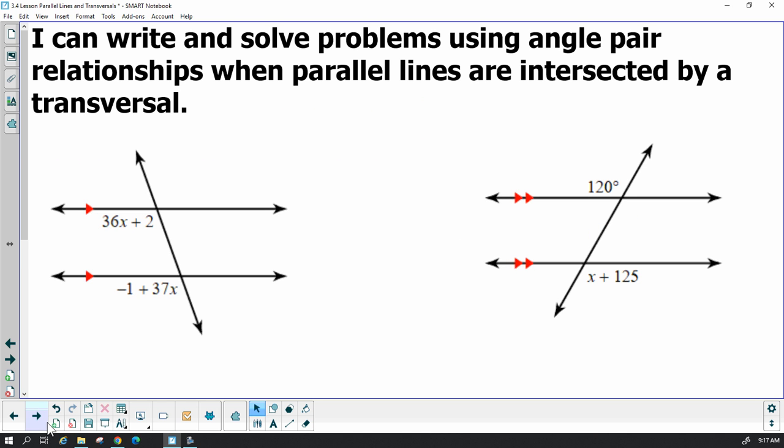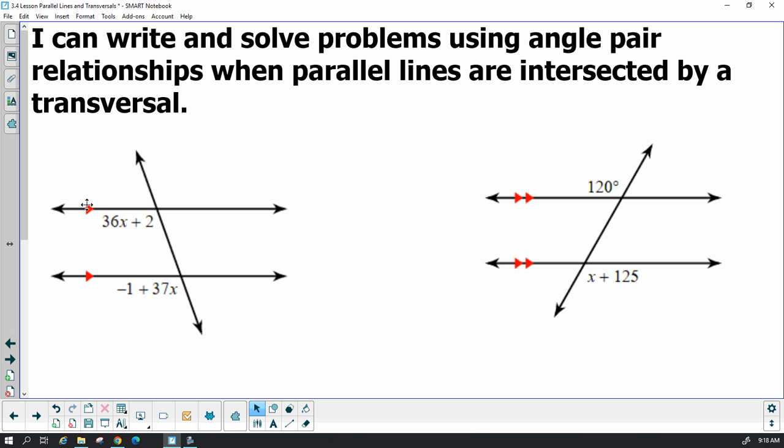So let's put this into practice a little bit. We've already in this unit identified different angle pairs and used those angle pairs to write and solve equations. We've now added new angle pairs when we have this situation where we have a transversal. And now that we have this special relationship for those angle pairs, we can use those relationships to write and solve equations. These are all kind of the same idea, just different relationships.